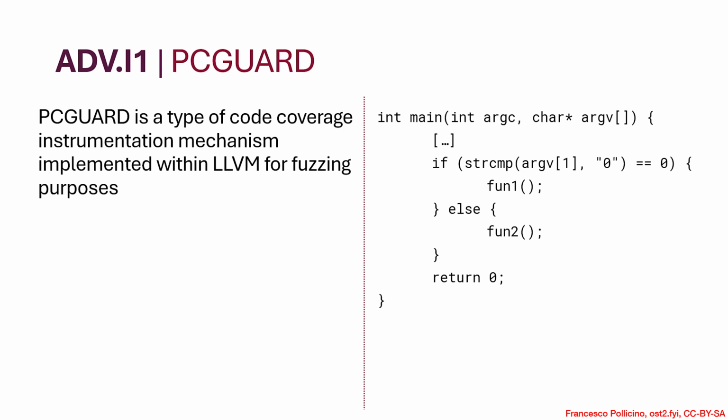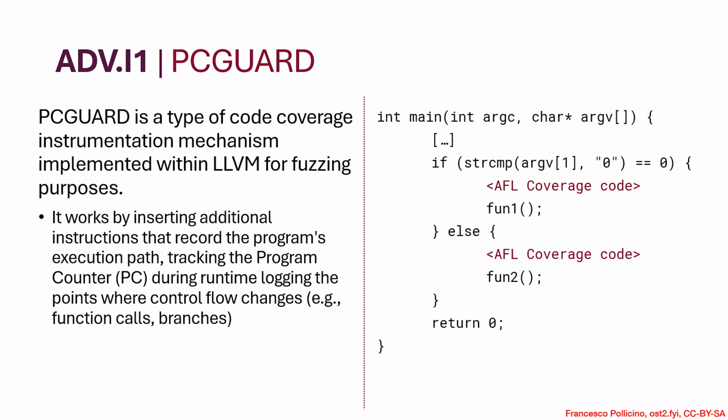PCGuard is a type of code coverage instrumentation mechanism implemented within LLVM. PCGuard operates by inserting additional instructions during the compilation phase that record the program's execution path in a way that allows it to gather feedback on the execution paths during fuzzing. It works by leveraging control flow integrity mechanisms, such as tracking direct jumps, function calls, and other complex code paths that might be hard to reach using traditional fuzzing techniques.